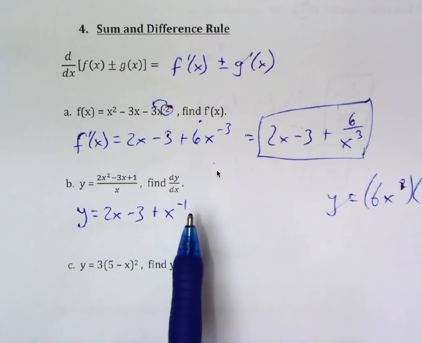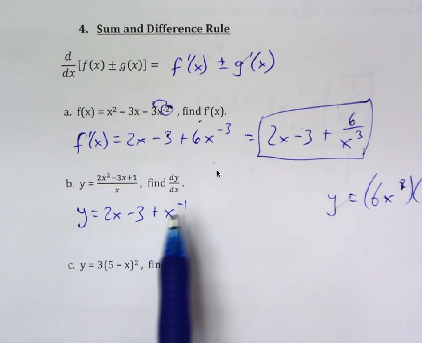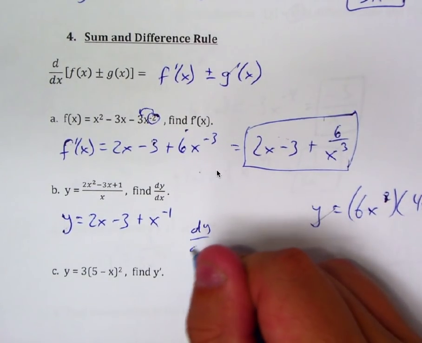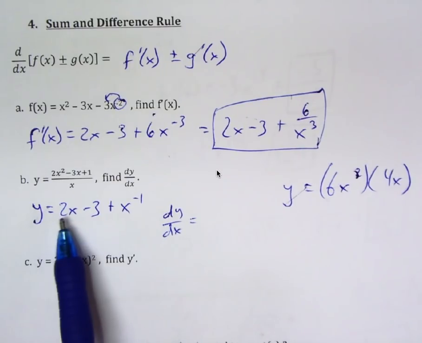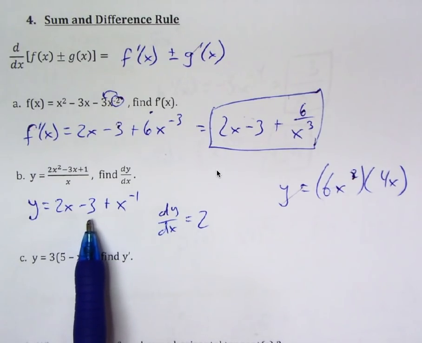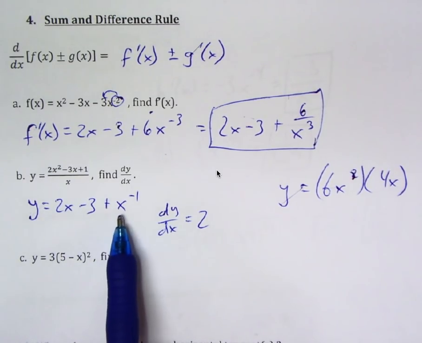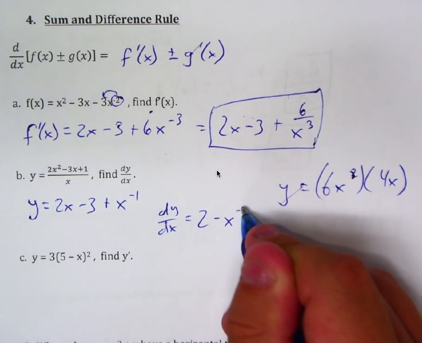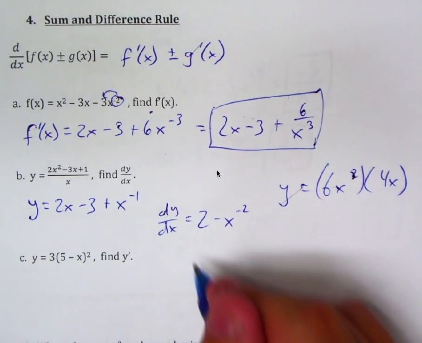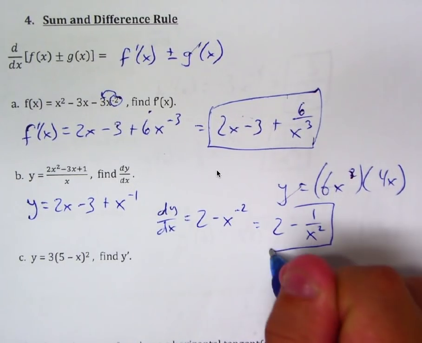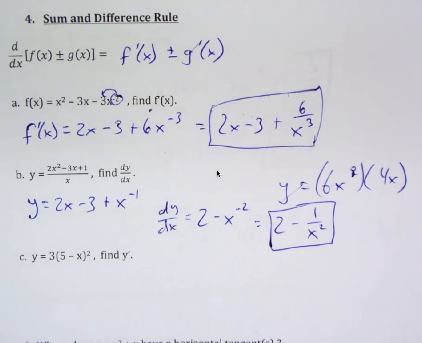Now we have a function that we can differentiate every single term separately. So with that said, dy/dx equals, well, the derivative of 2x is 2. The derivative of a constant is 0. The derivative of negative 3 is 0, so that's not even a part of the derivative anymore. And then the derivative of x to the negative first is negative x to the negative second. So we can write that as 2 minus 1 over x squared. Manipulate, manipulate, manipulate.